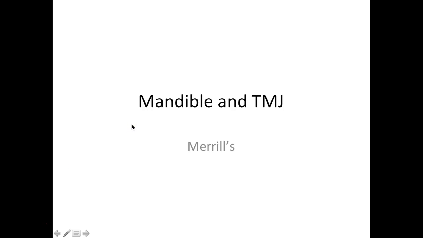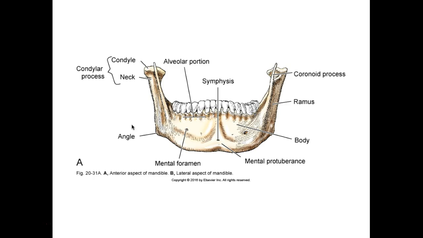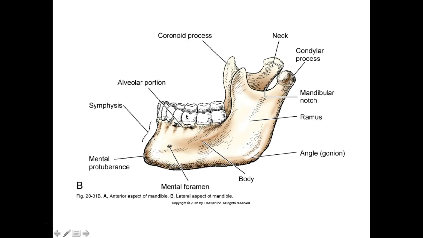Okay, we're going to be talking about the mandible and the TMJs. And this is review, of course. So we have the coronoid process with the ramus, the body, the mental protuberance with your symphysis down the middle, your mental foramen on either side, your gonion, or your angle of your mandible. You have the neck and the condyle that makes up the condylar process. You have the alveolar portion also of your mandible.